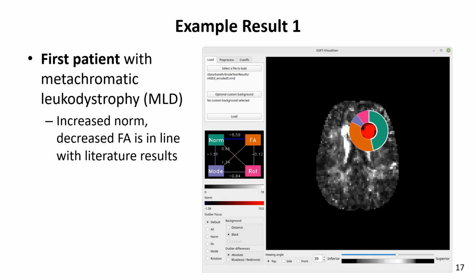Together with collaborators from the University Children's Hospital in Tübingen, we used our system to analyze diffusion tensor images of patients with metachromatic leukodystrophy, a disease in which an accumulation of sulfatides damages the myelin sheaths around neural fibers in the central and peripheral nervous system. The increased overall diffusivity and decreased anisotropy that we observed in our introductory example is a typical sign of such demyelination and is in line with observations that others have reported in the literature.